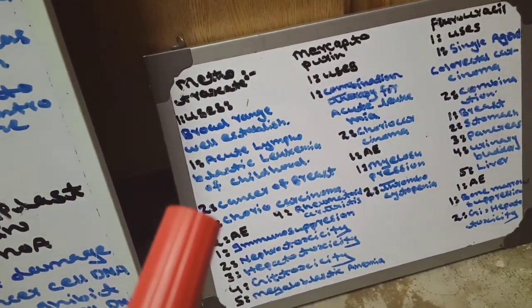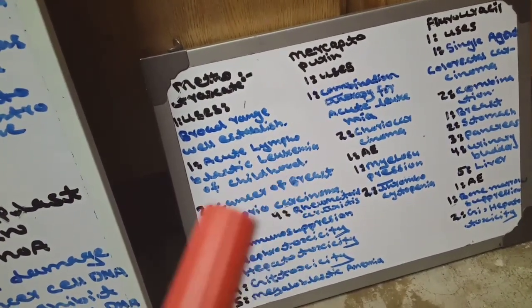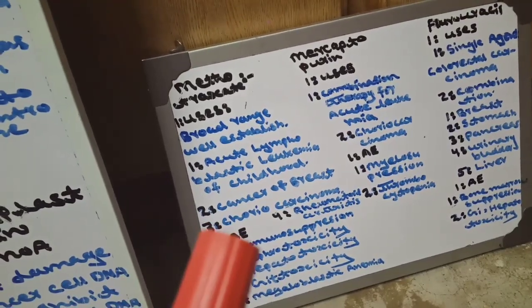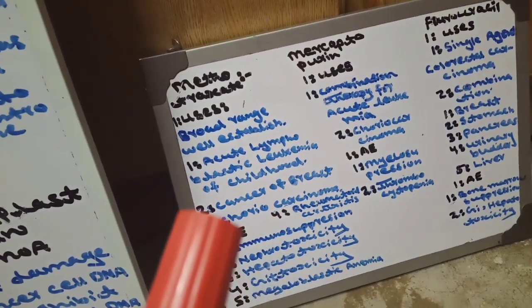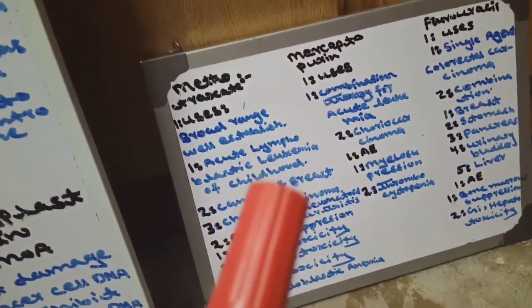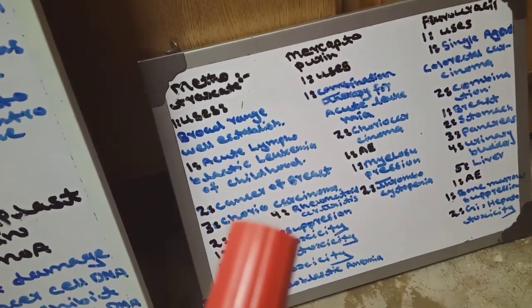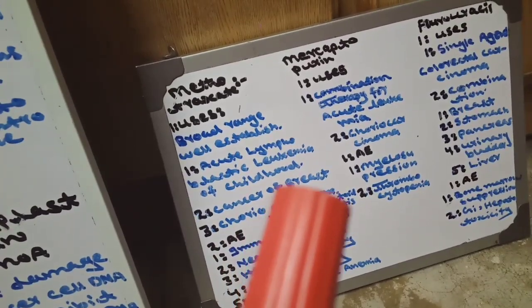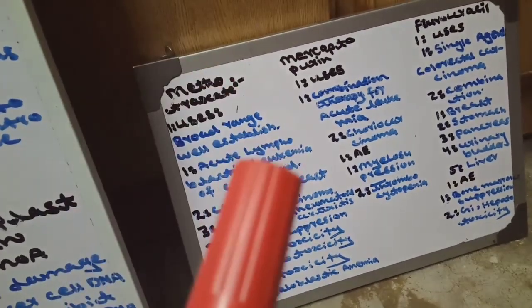Second use is cancer of the breast. Third use, choriocarcinoma. Choriocarcinoma is the carcinoma of the uterus of a female. And the fourth use is rheumatoid arthritis. These are the 4 uses of methotrexate.